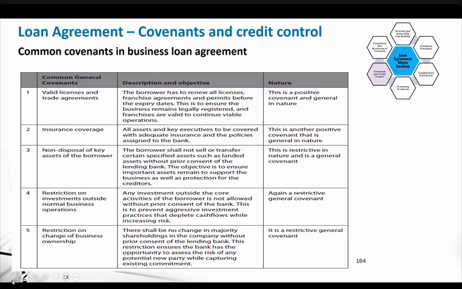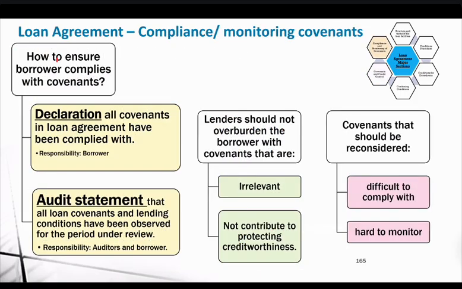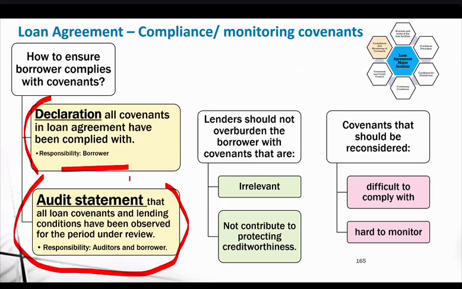Okay? So long story short, if the borrower complies with covenants, they declare all covenants have been complied with by the borrower, or they can get the auditors involved. The auditors issue an audit statement: all loans and lending covenants have been observed for the period under review.